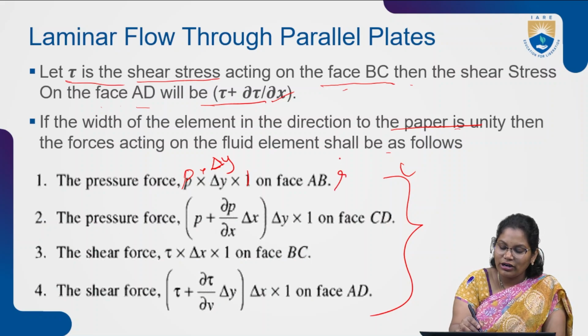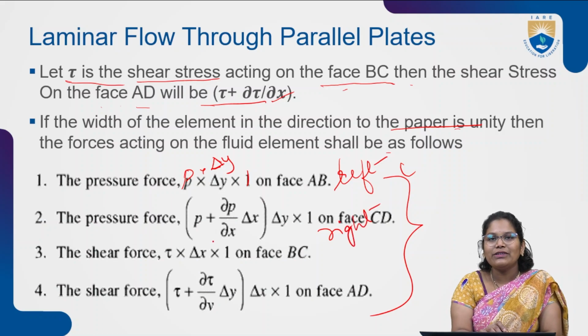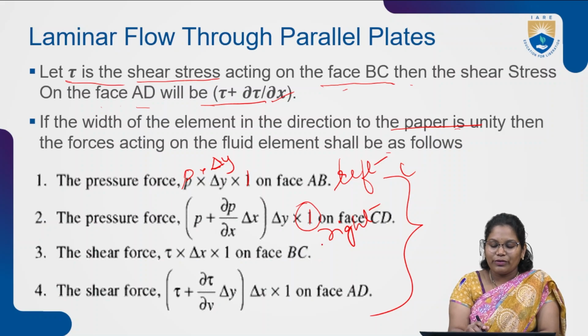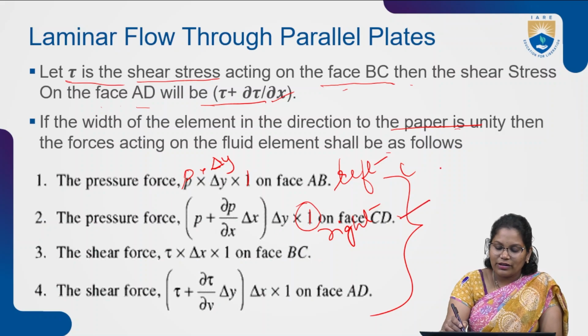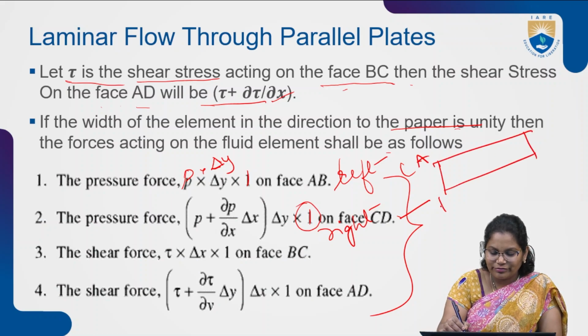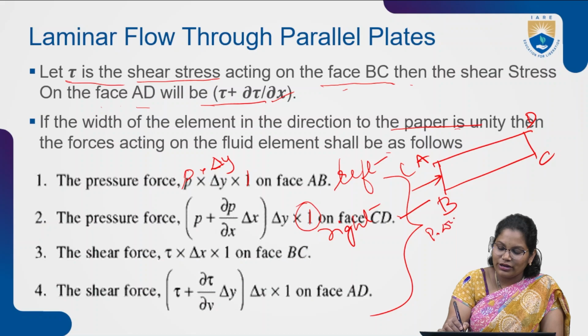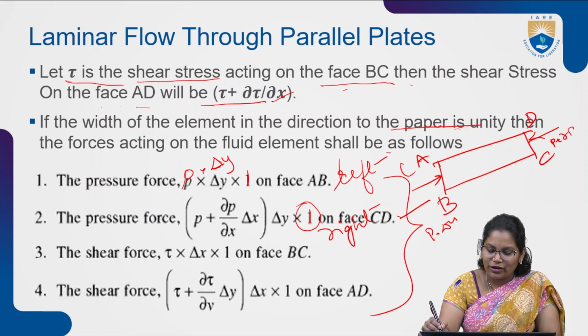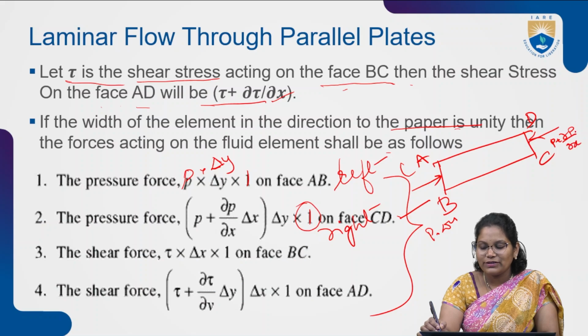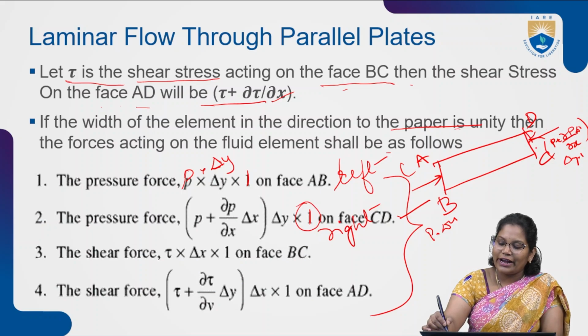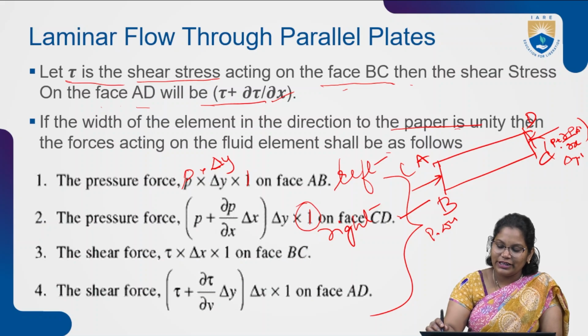Again, for the pressure force, this is the left hand side and this is the right hand side. The pressure force on the right hand side is P plus ∂P/∂X into delta X, into delta Y into 1, because we are considering unit width also, for face CD. Here it is AB and here CD. On face AB it is P into delta Y on the left hand side, and on face CD it is P plus ∂P/∂X into delta X, into delta Y into 1. That is the force acting on face CD on the right hand side. CD is the right hand side.